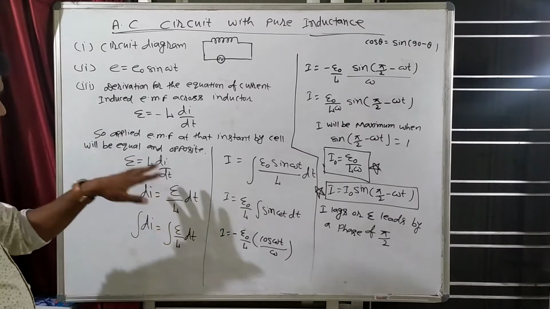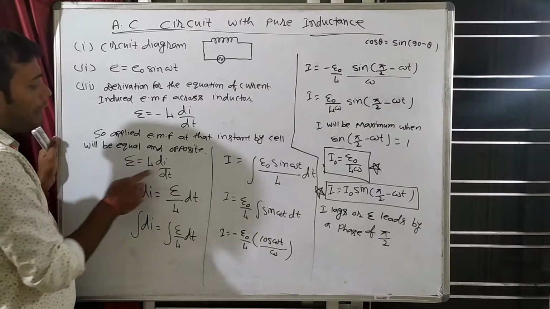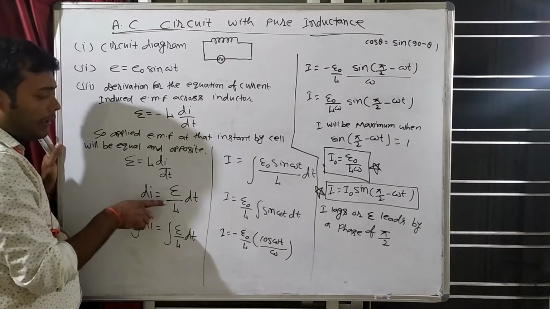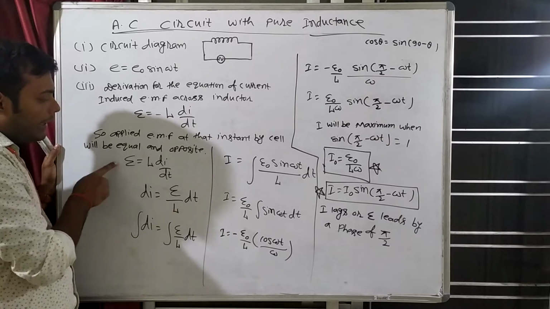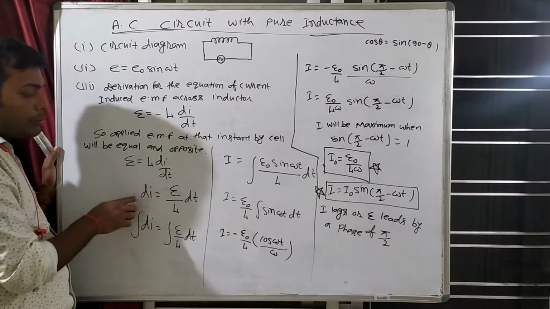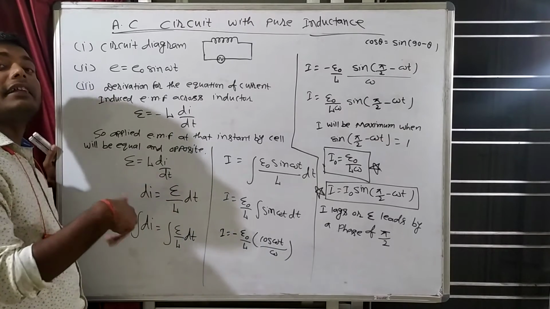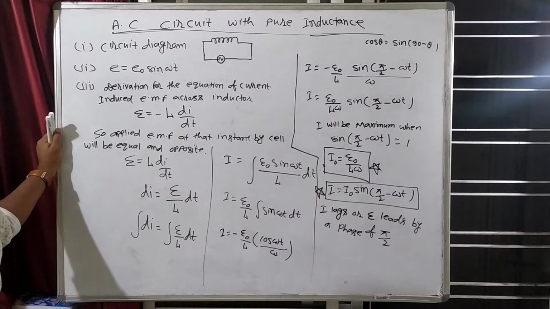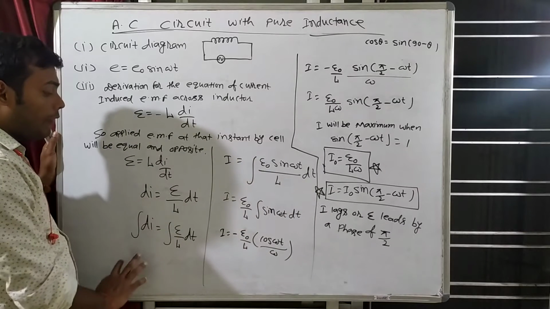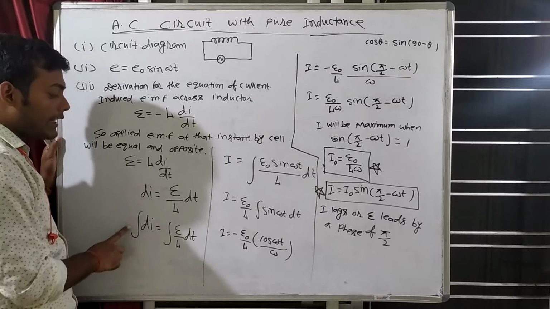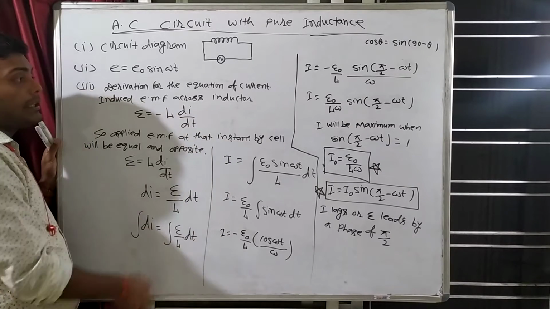Now see this thing. Can we rearrange this equation? So di will be equal to E dt by L. Di will be what? E into dt by L. We want to get the equation of current, so for getting the equation of current, what will we do? We will integrate it, on both sides. So integration of di is equal to integration on this side also.